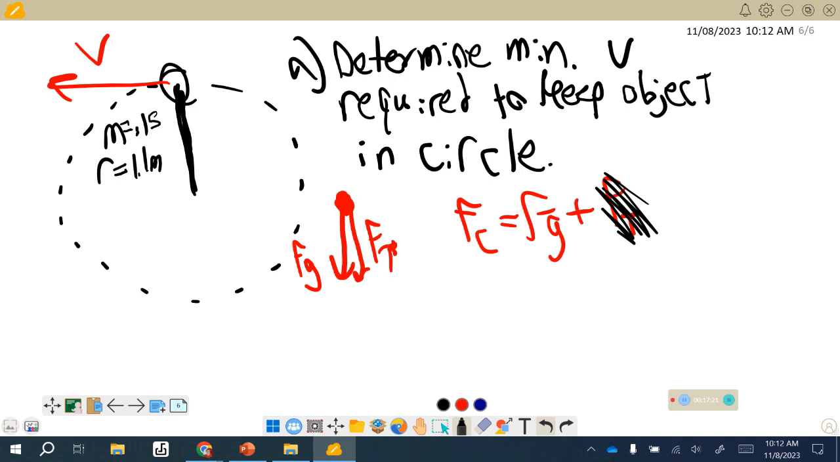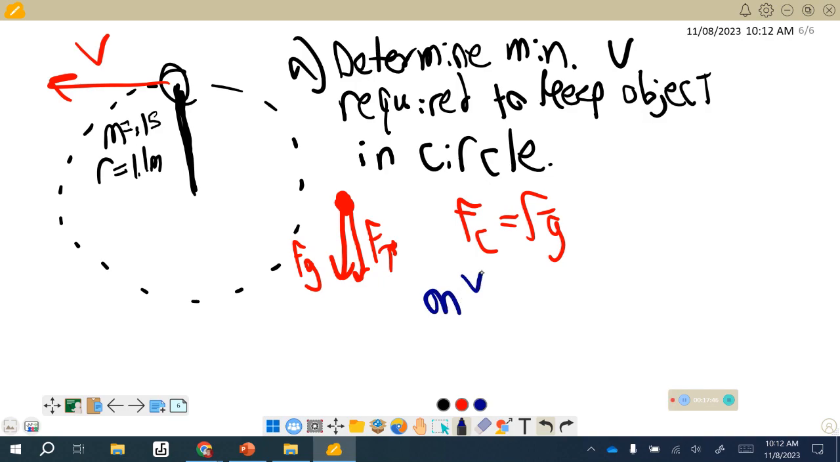If we got rid of all the tension in that string, that would be the minimum amount of force that we can apply to this object to keep it in the circle, which is going to tell us the minimum amount of velocity required to keep it in a circle. Okay, so let's get rid of that tension. It's going to be 0 in this case. And here we are. We actually know an equation for centripetal force and an equation for force of gravity, right?